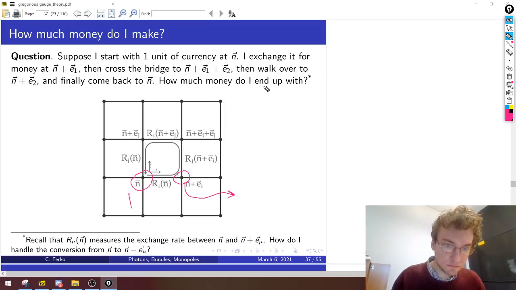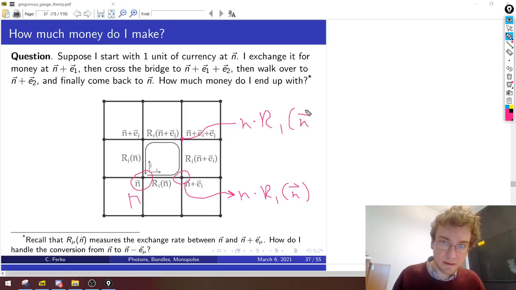N times r sub 1 of n. Yeah, exactly. And that's by the definition of the exchange rate, n times r sub 1 of n. And then when I go up, now, so you just continue multiplying by the various factors. That's right. So here it's n times r1 at n times r2, or sorry, r2 at n plus e1.